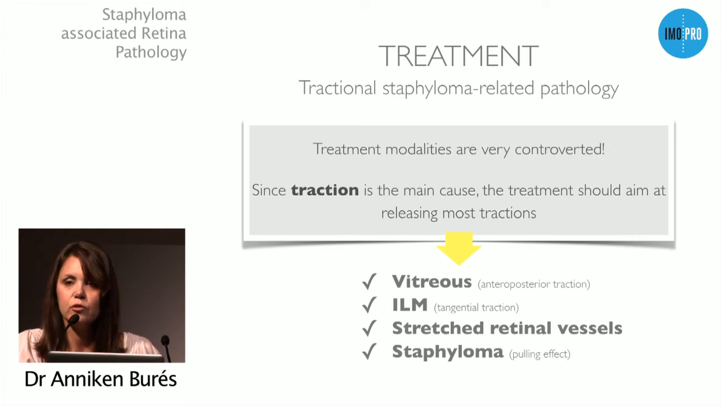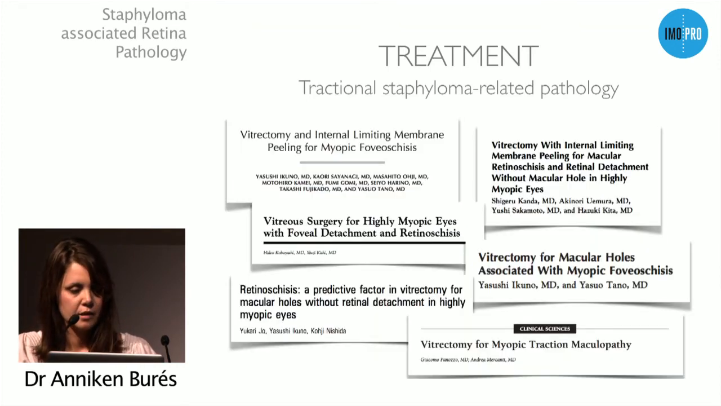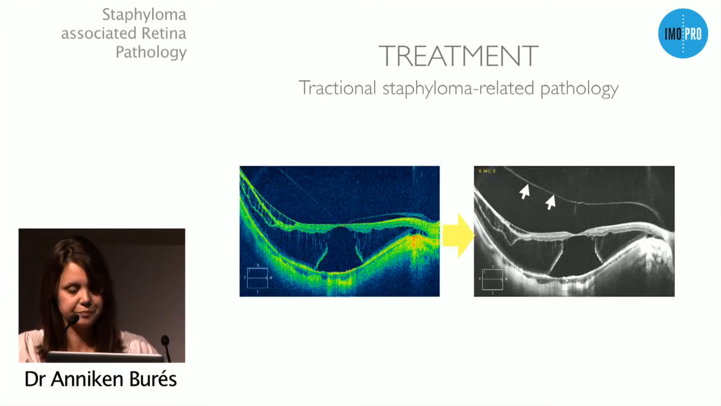There are four basic sources of traction, which are the vitreous, the internal limiting membrane, the stretched retinal vessels, and then the staphyloma itself. So you will find many reports in the literature about the treatment of these pathologies, especially vitrectomy with or without internal limiting membrane peeling. And as you can see, the results of the vitrectomy are quite variable depending on the series, and it could be a good solution in eyes with moderate axial lengths, but the vitrectomy has a main catch, and it's that it's not addressing the main cause of the elongation of the eye, which is in fact the staphyloma itself.